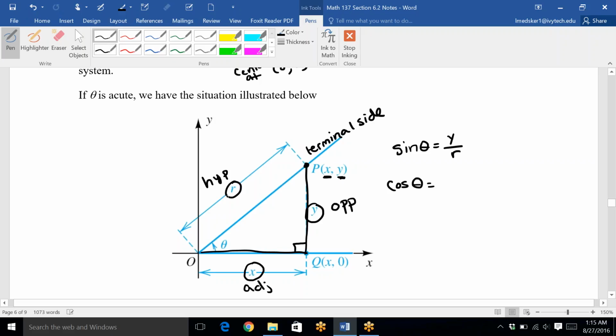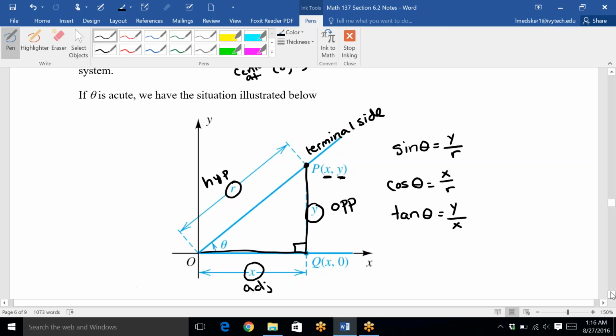And then cosine theta is adjacent over hypotenuse still. It hasn't changed. But the adjacent is this x value of this triangle. It's actually the x value of that ordered pair. And then we place that over hypotenuse, which is the radius. And then lastly, because of course if you have these, you can get the reciprocals, the tangent is opposite over adjacent. So the tangent completely is dependent on not this radius at all, just the y and the x values. So y over x. So that's kind of interesting.